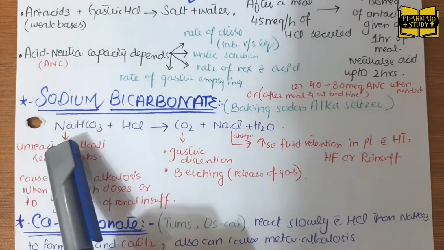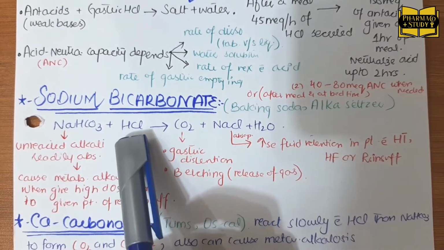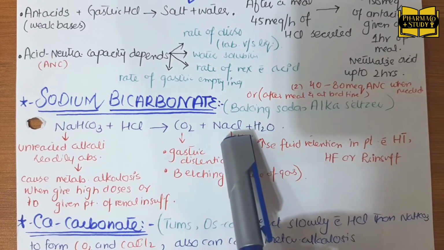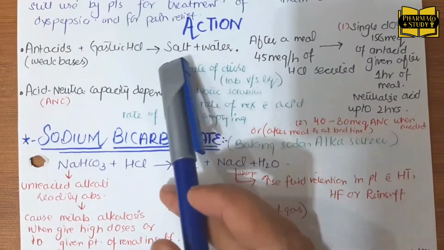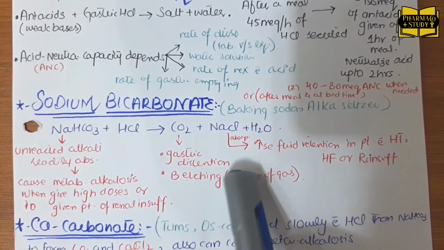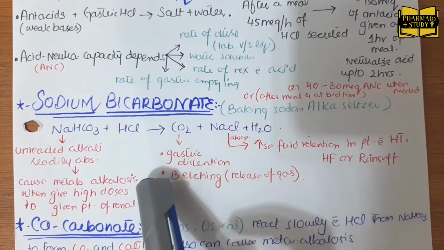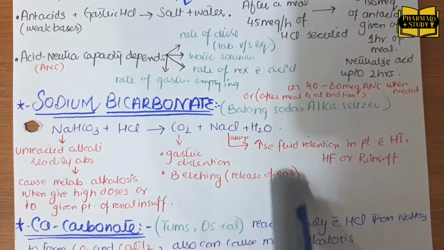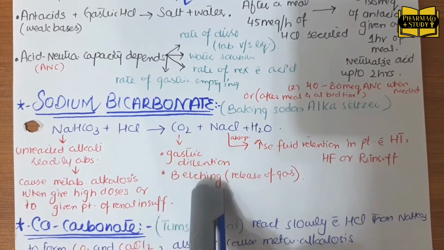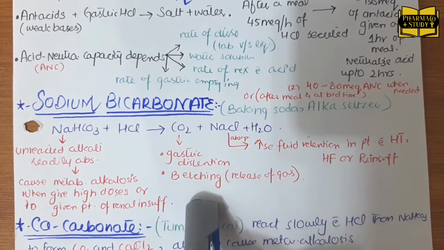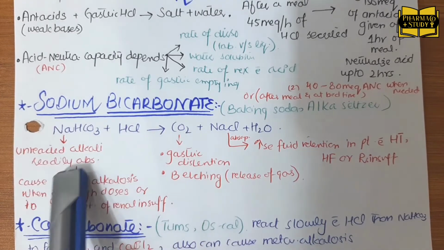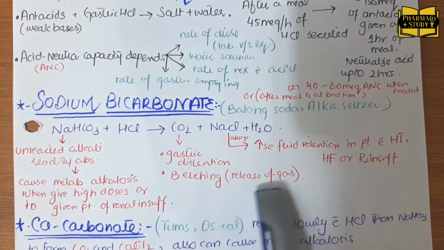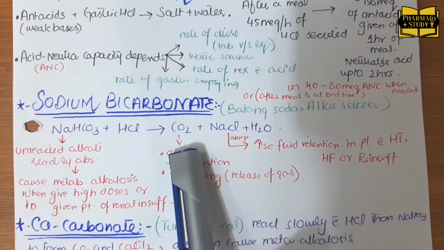Sodium bicarbonate, NaHCO3, reacts with the HCl and forms what? Salt, NaCl, water, as we see, salt and water. And the third thing is carbon dioxide, and this is the main side effect of this agent. The main side effect is gastric distension due to the gas, and belching. Number one is the release of gas due to carbon dioxide production.